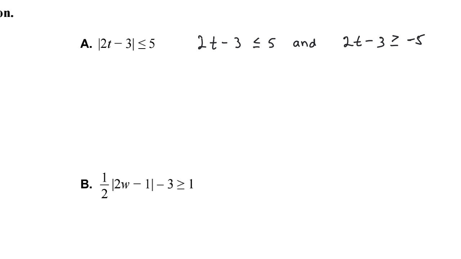So you're going to go through the process of solving each inequality. You're going to add 3 to both sides. Negative 3 plus 3 is 0, so you're left with 2t is less than or equal to 8. And since you're multiplying, you're going to go ahead and divide both sides by 2. 2 divided by 2 is 1. So you have t is less than or equal to 4.